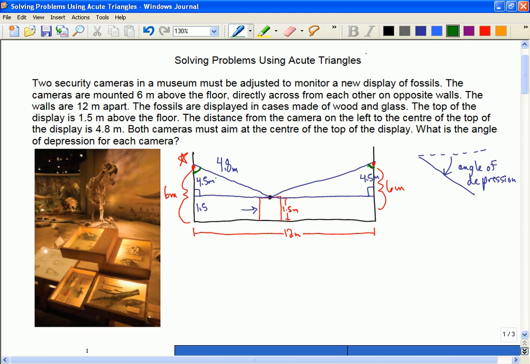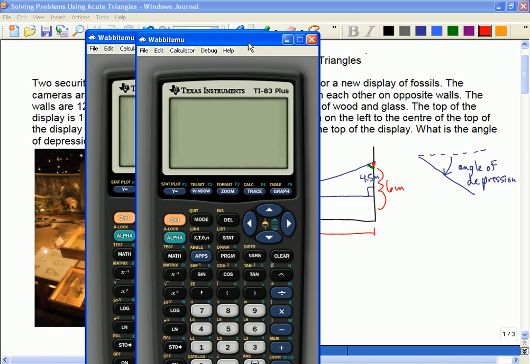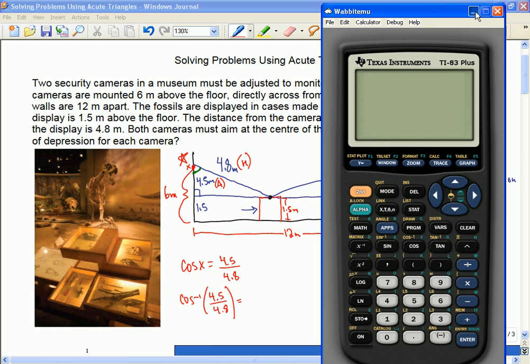So in this one here, this is my hypotenuse, and this is my adjacent. So the cosine, let's call this x. The cosine of x is the adjacent over the hypotenuse. So I'm going to have to use the cosine -1, the inverse cosine, in order to find that angle. And let's see what we end up with here. 20.36? Okay, I'll take your word for it.